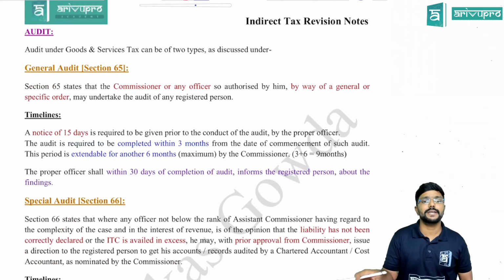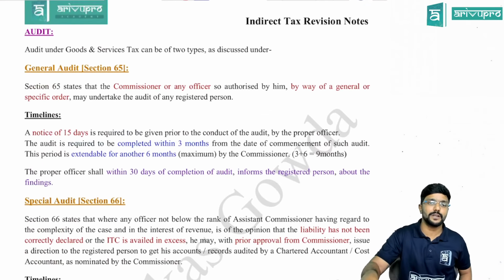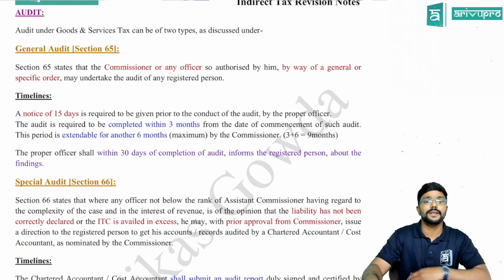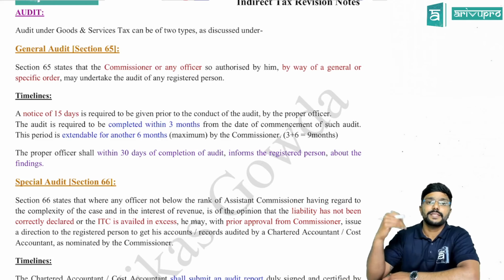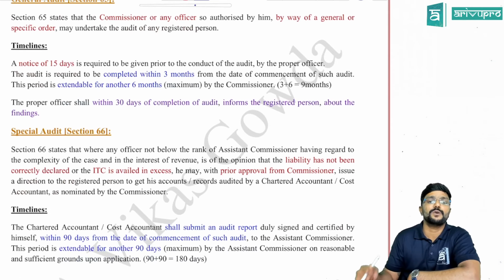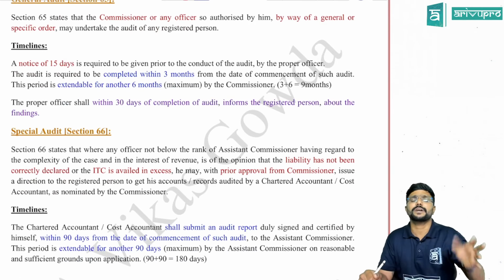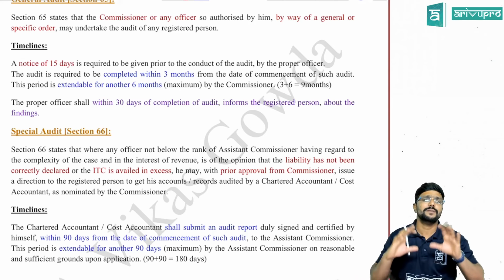Then coming to audit, under GST there are two types of audit. First is general audit. Section 65 states the commissioner or any officer who is authorized by the commissioner by way of general or special order may undertake the audit of a registered person, but they have to give 15 days prior notice to the registered person that they are willing to conduct the audit of their books of accounts, so that he will keep it ready.